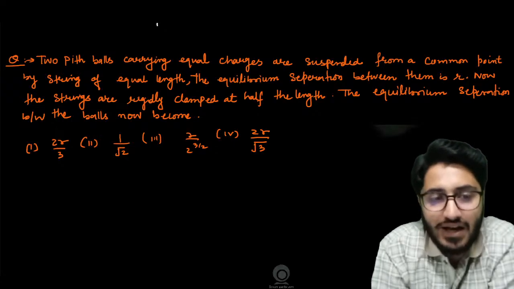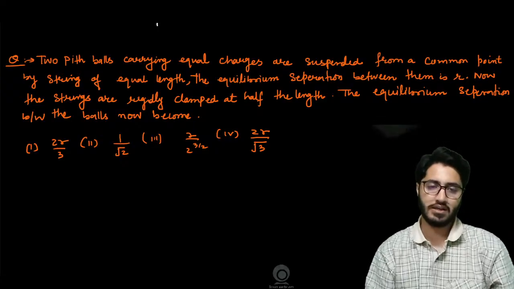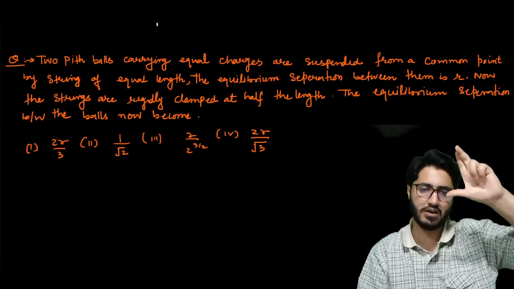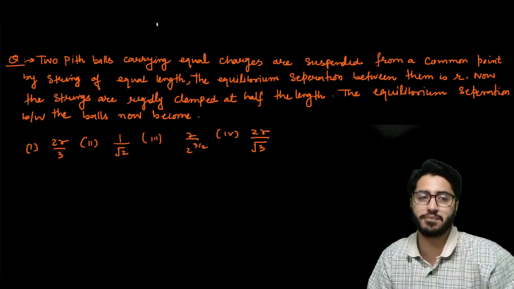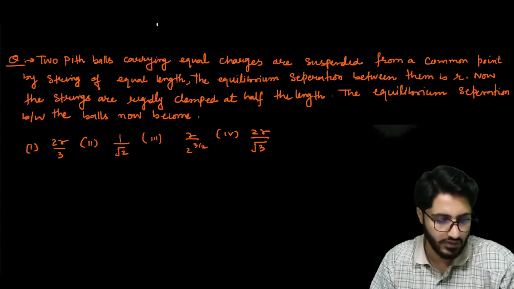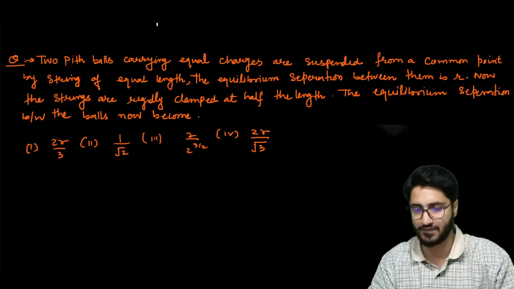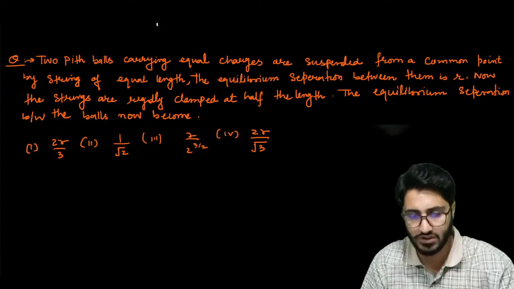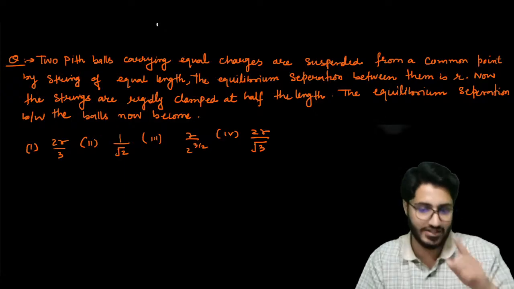Second part. Now the strings are rigidly clamped to half the length. If firstly it is like this, length L or something like that, then we just shrink the length. The equilibrium separation between the balls now becomes what? Now what we need to do, beta? We need to get our new length. This one is a good numerical, and it was asked in the NEET exam, I guess in 2016.